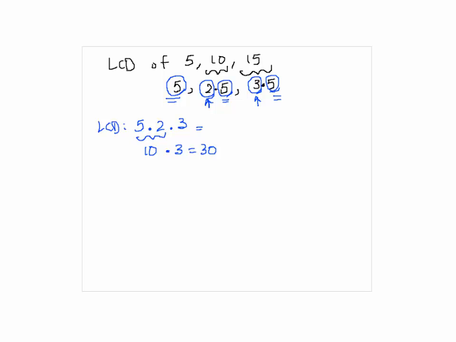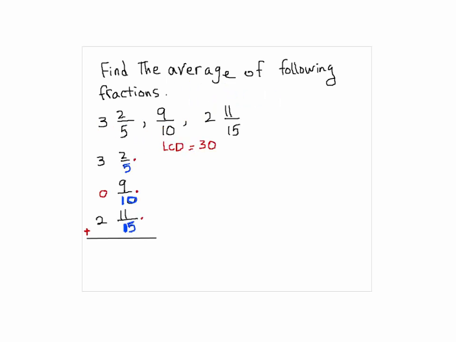Okay, make sure you review that if you have any problem. So the LCD is 30. I need to multiply this 5 by a number to make this 30. So what is that number? What do I have to multiply the first fraction with? 6 over 6. Good. I have to multiply the second fraction with 3 over 3. And how about the last fraction? What do I have to multiply with? 2 over 2. Good.